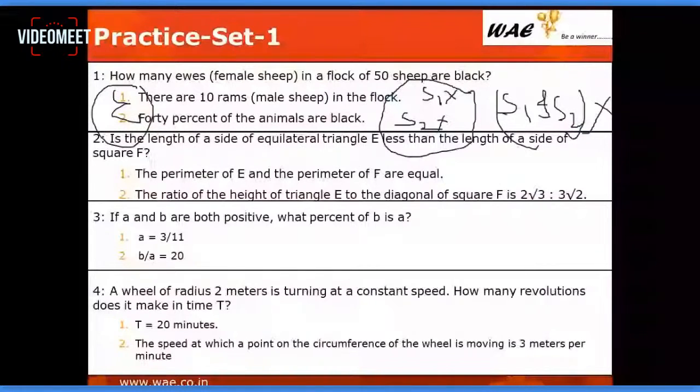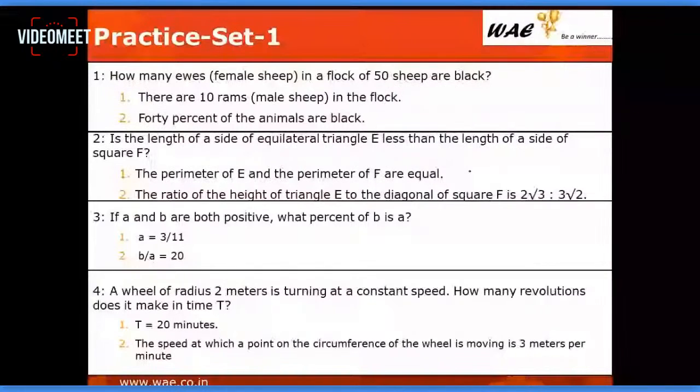Okay, now the next one. If the length of a side of an equilateral triangle is less than the length of the side of a square, what is the question? LE is less than LS. Is LE less than LS?